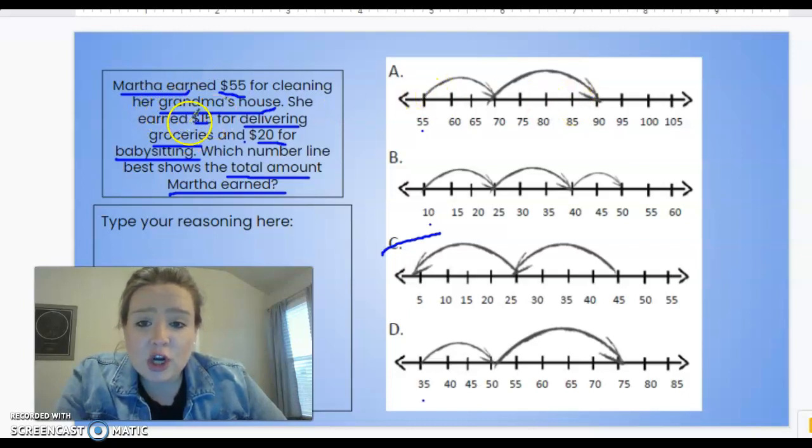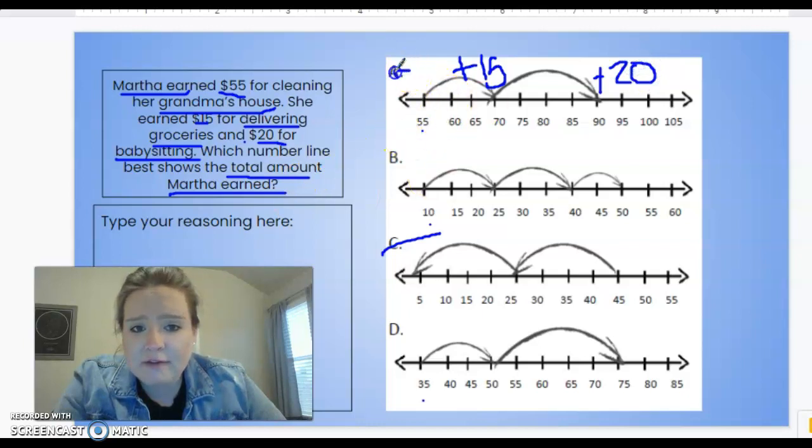So she earned 15 more. So 5, 10, 15. That is plus 15. Okay. And then she earned $20 for babysitting. 5, 10, 15, 20. Okay, so it starts at 55 plus 15 plus 20. That seems to work.